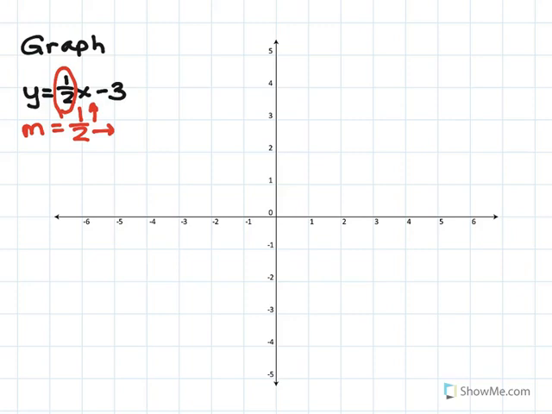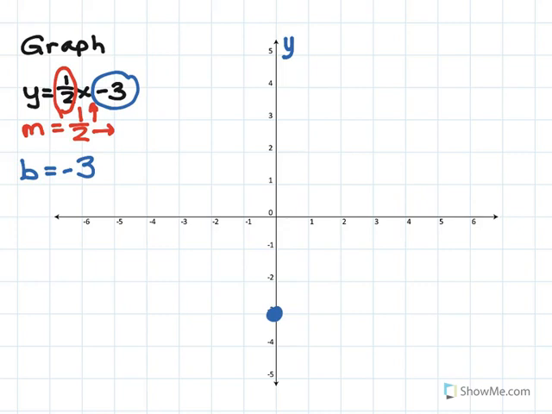The second piece of information they give us is the y-intercept, that's called b. The y-intercept is the number that's all by itself, the constant. The y-intercept tells you where to begin. So since our y-intercept is -3, we're going to look at the y-axis, find -3 on the y-axis, and put a dot. That's our starting point. What we do is we take the slope to find our next point.